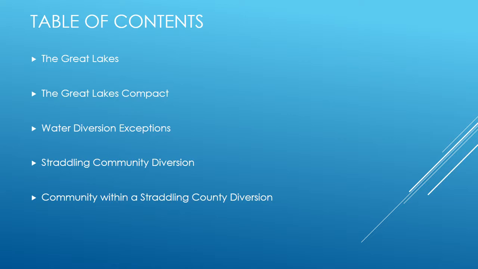I'm going to start off by giving you an overview of the Great Lakes and then talking about the Great Lakes Compact. And then I'm going to go over the types of water diversion exceptions within the Great Lakes Compact and then give examples of each type of exemption, the straddling community diversion and the community within a straddling county diversion.